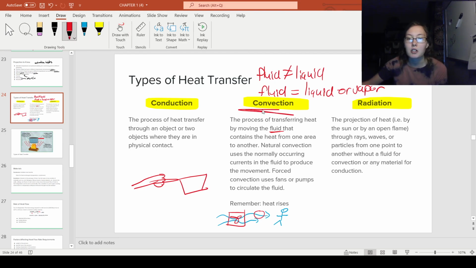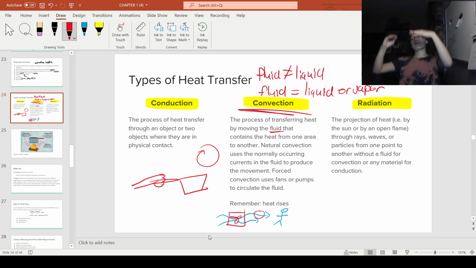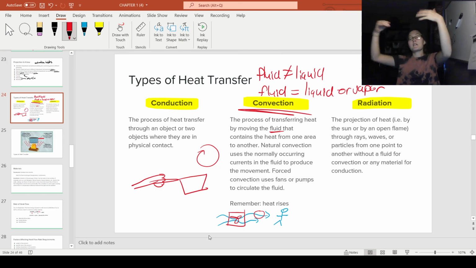This is convection. Okay, natural convection uses the normally occurring currents in the fluid, right? So, like air circulating around a room naturally. Forced convection uses fans or pumps, like this example, to circulate the fluid. Remember that heat rises. So heat rising up to the top of a room is natural convection.